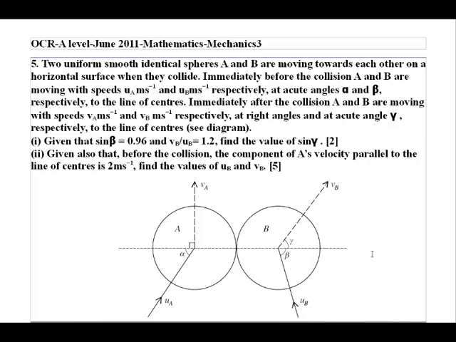Immediately after the collision, A and B are moving with speeds VA and VB respectively at right angles and at acute angle gamma respectively to the line of centers. See diagram. Given that sine beta is equal to 0.96 and VB over UB is equal to 1.2, find the value of sine gamma.